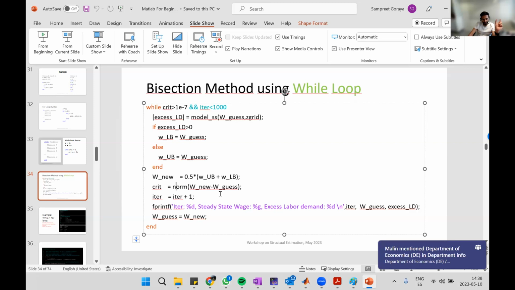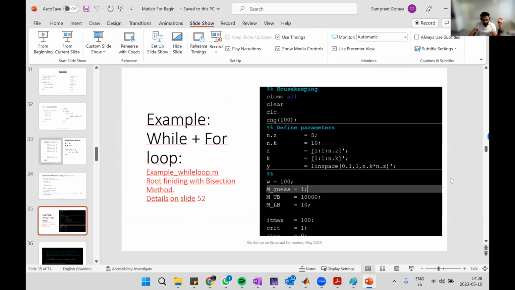So if the difference between the new and the previous guess is very small, it means you have converged. You are very close to your zero. And here I'm updating my guess. When the code converges, I will have my wage that clears the labor market, where excess labor demand will be zero. Is this okay? Good. So this is what we are going to use.